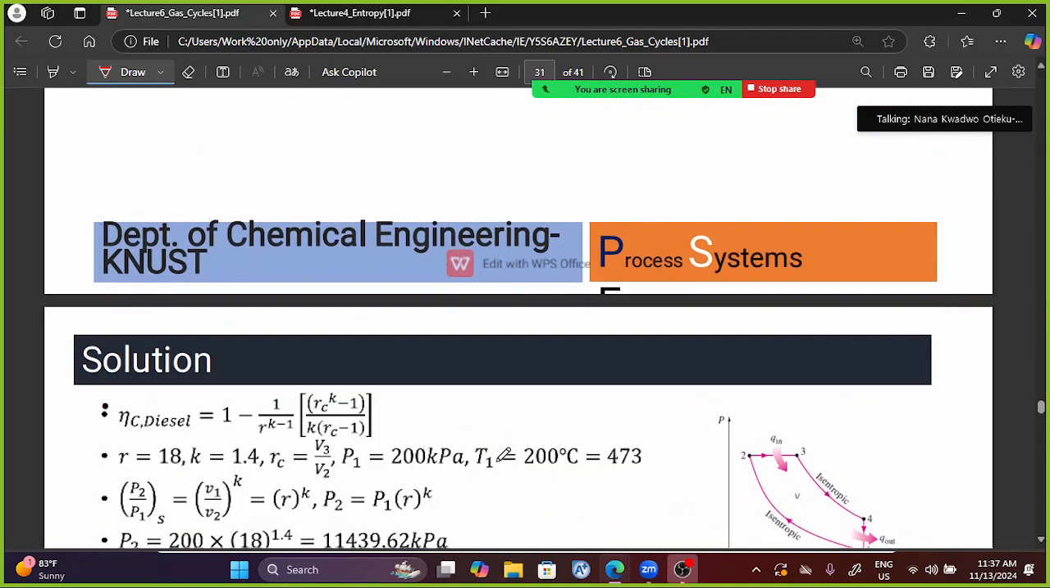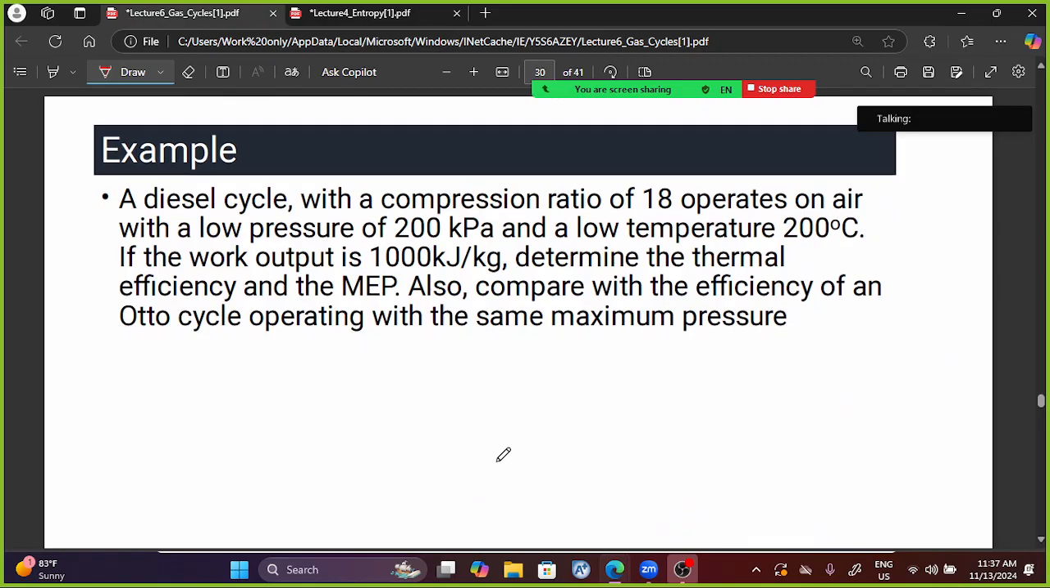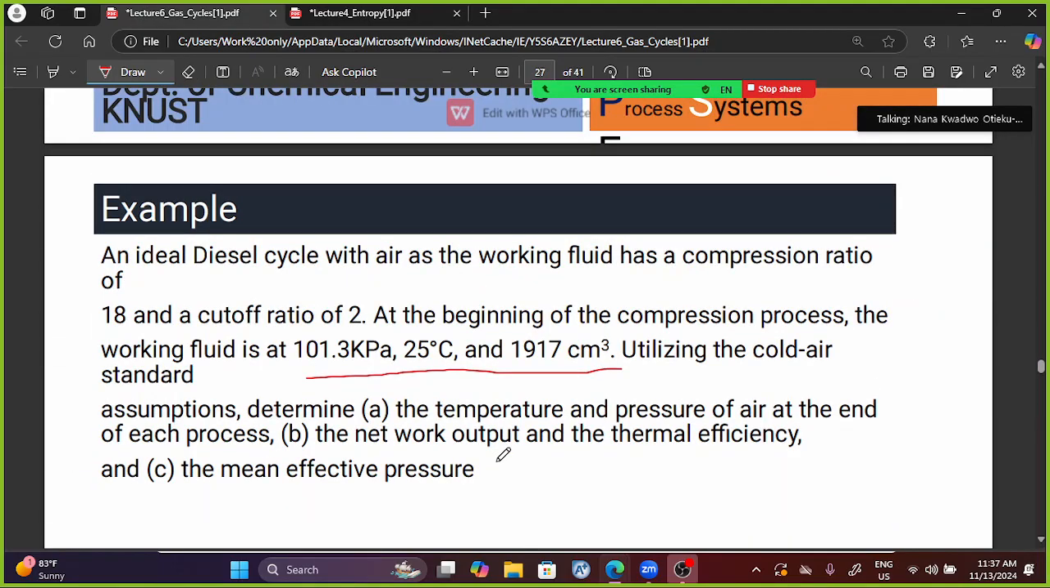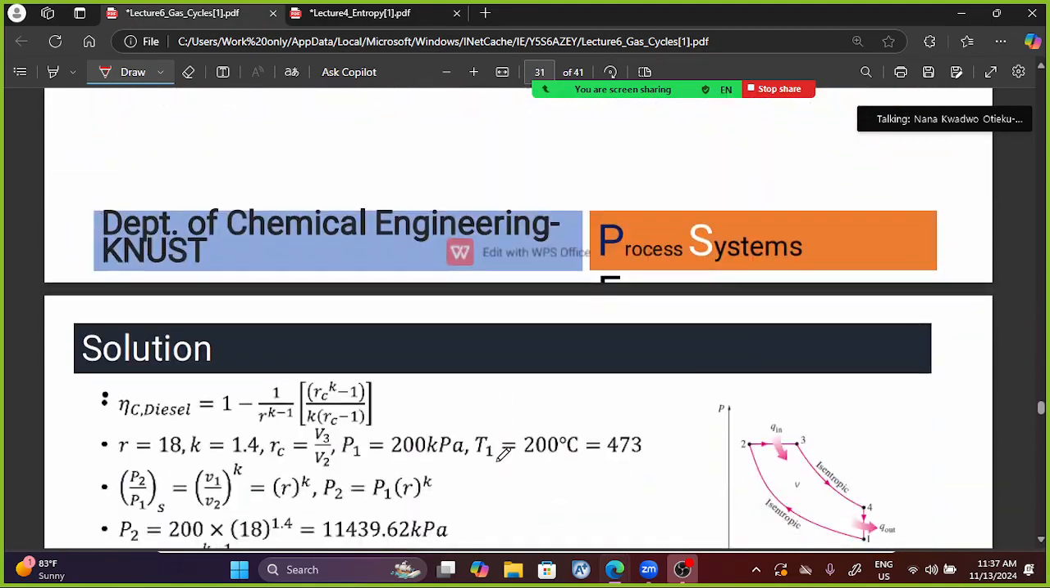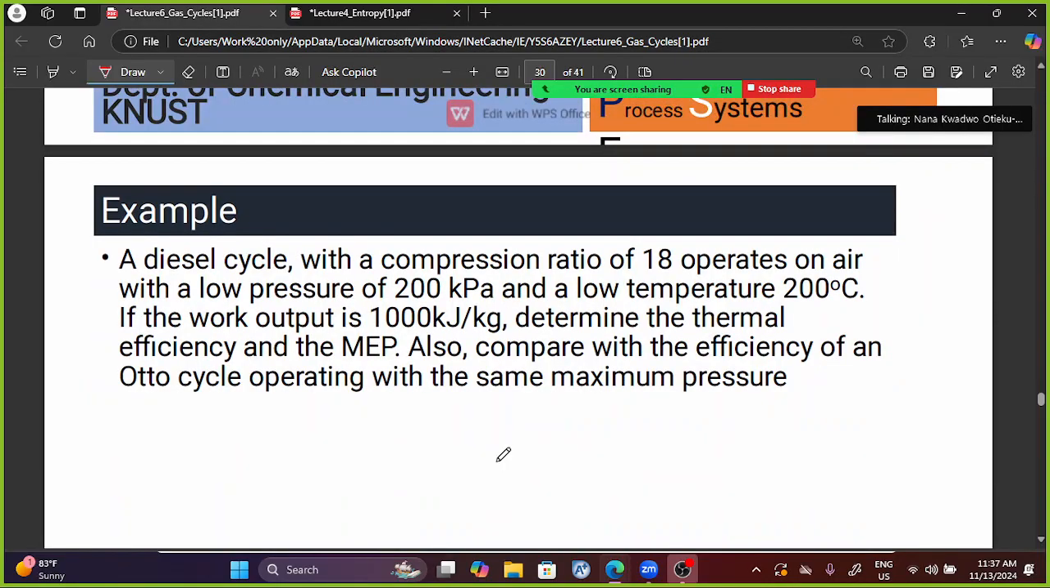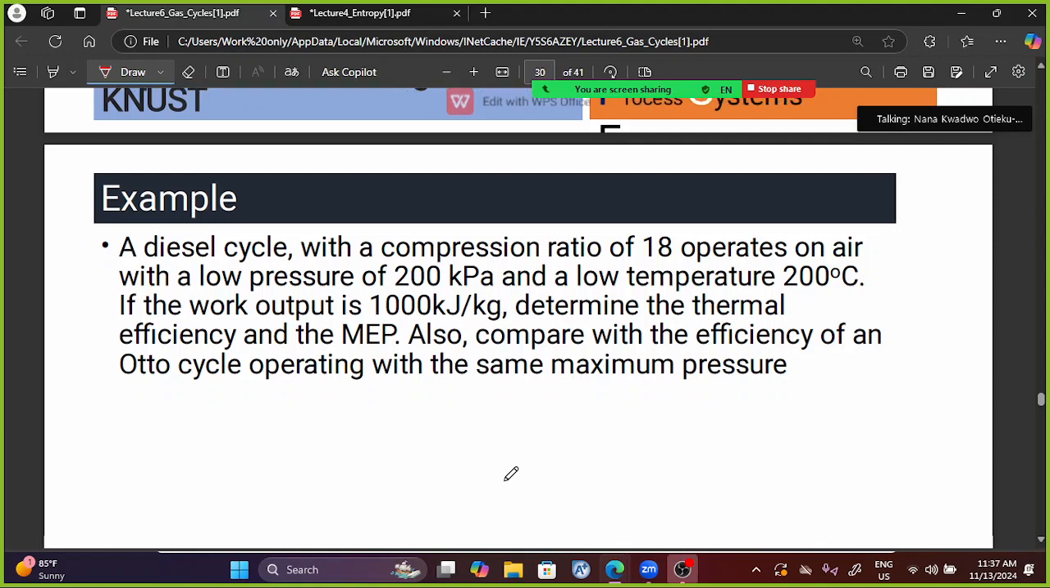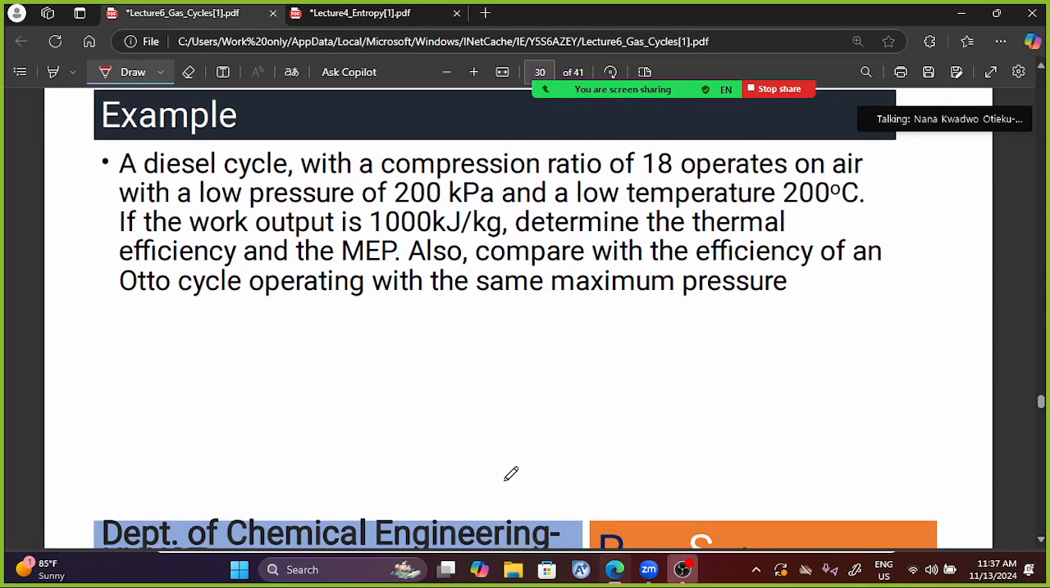Okay, I think this is the one we just solved. Okay, so this is another example. This one says that a diesel cycle, okay, I think because of time, you guys can try this one out. The solution is there, right? It's a very similar question to what we did for the Otto cycle, just this time it's working with a diesel cycle.